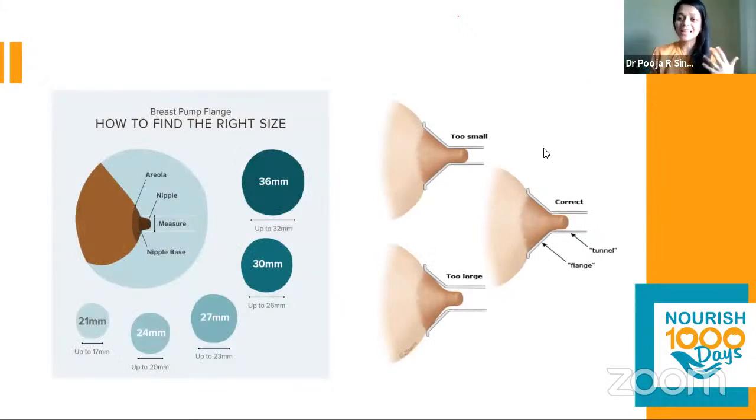I have included this slide on the right size of the flange, which connects to the mother's breast, because often a lot of pumping mothers complain of injury because of excessive pumping. I'm not saying that it always happens, but it could happen because of the use of the wrong flange size. There's a simple technique to measure the right flange size, which depends upon the measure in millimeters of the nipple. The diameter of the nipple is measured, and based on that, the flange size must be selected.